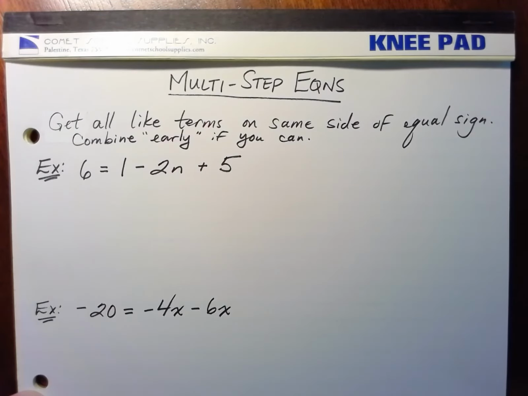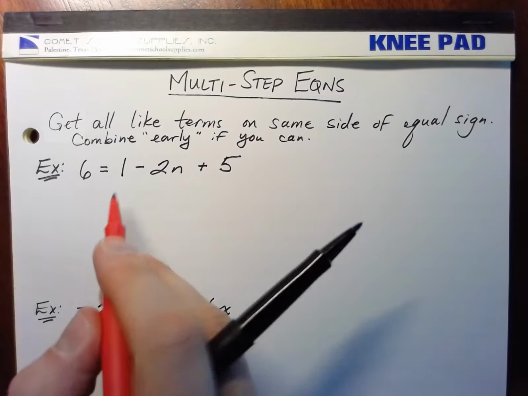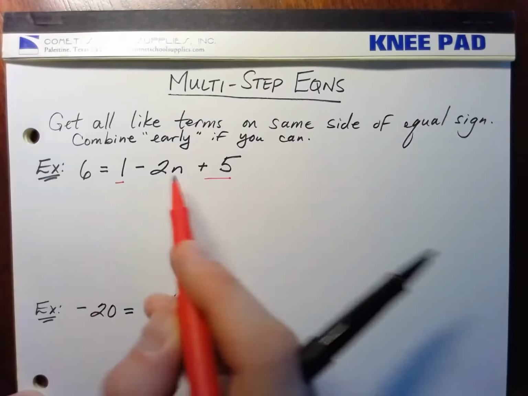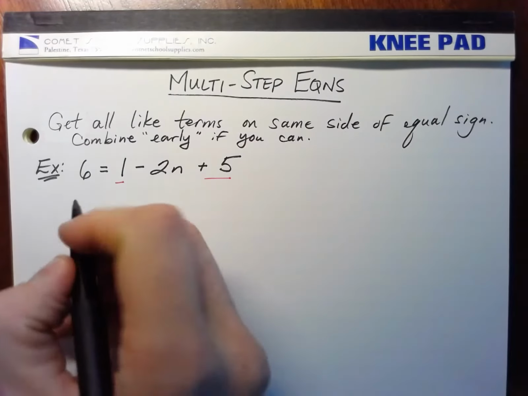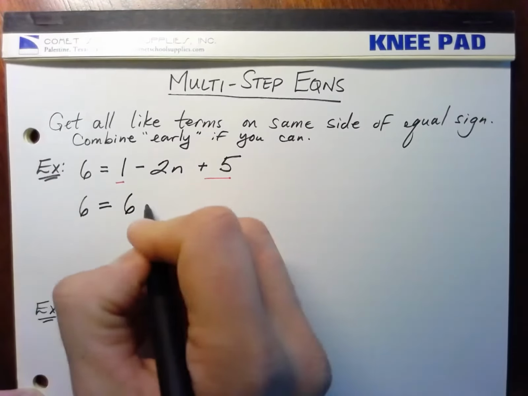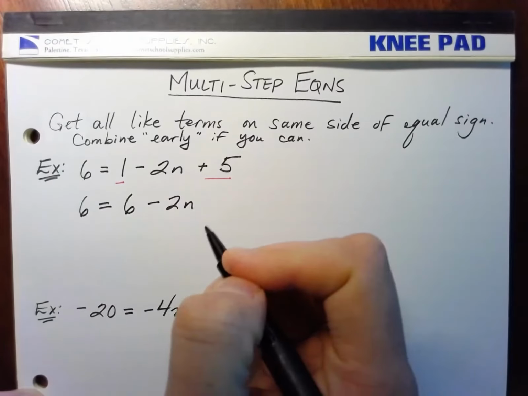Okay, now if you look, right off the bat I notice that I have a 1 and a 5 that I can go ahead and combine right here. So really this is the same thing as the 1 plus 5 gives me a 6 minus 2n.